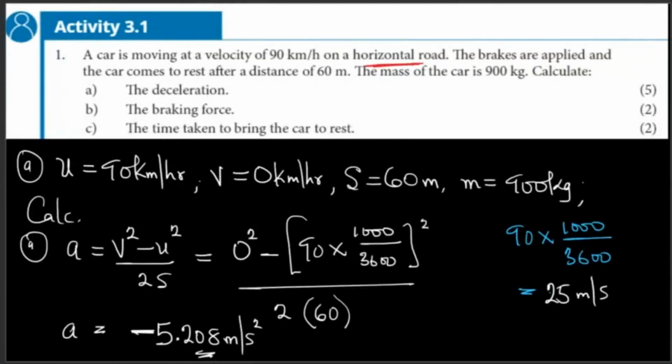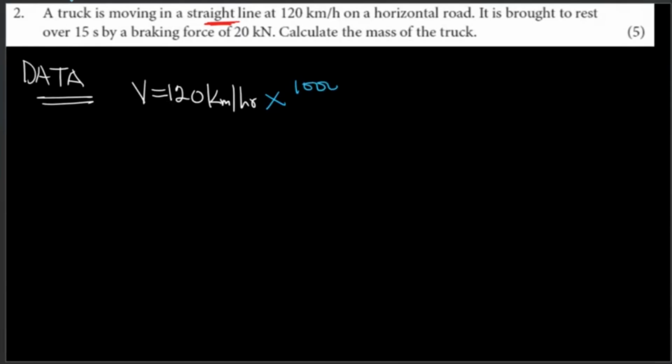Let's look at another question. Let's look at this together. This question says that a truck is moving on a straight line, so this one is still on the concept of horizontal plane. 120 kilometers per hour. We can convert this to meters per second, times 1000 divided by 3600, on a horizontal road.